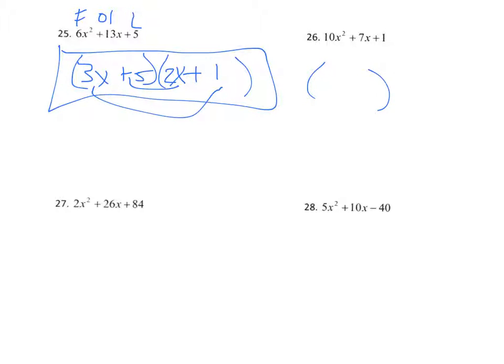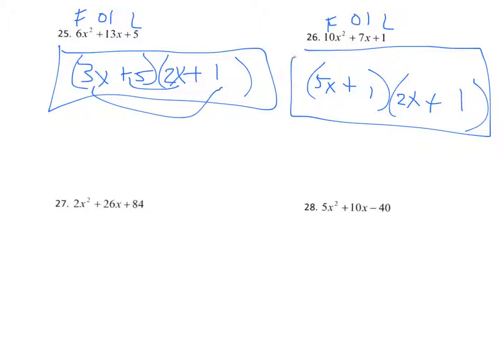For this problem, again, I can do either 10 and 1 or 5 and 2. I'll guess 5x and 2x to make the first work. For the last, I can only do 1 and 1. So together we'll get 5x plus 2x is 7x, and the problem's factored.